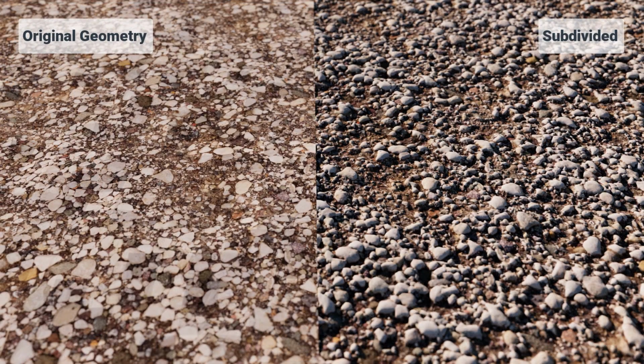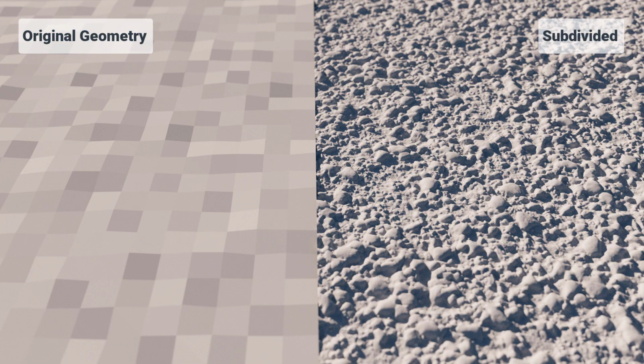Topology and texture mapping of the original geometry are both important for the quality of the displaced surface. As you can see here, we have subdivided the original geometry with a huge impact on the quality of the displacement.